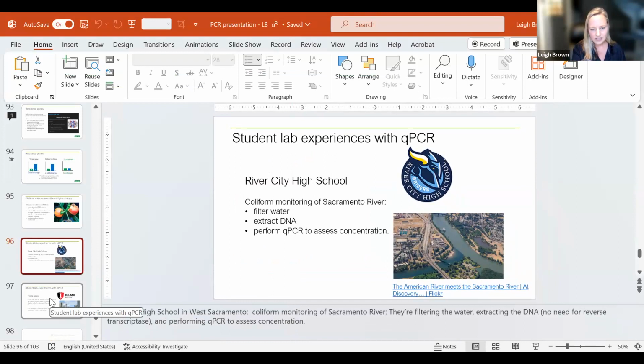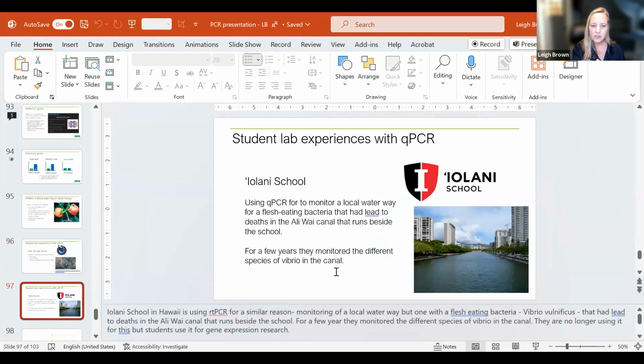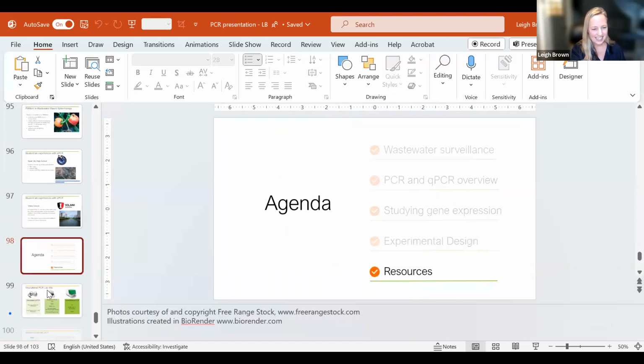They're no longer doing this as far as I know, but they are still using their instrument for other experiments. A school in Hawaii was using qPCR to monitor one of their local waterways for flesh-eating bacteria, and this flesh-eating bacteria actually led to deaths in the canal that runs by the school. And so they did this for several years, monitoring different species of Vibrio in the canal. Okay, so pretty cool stuff.